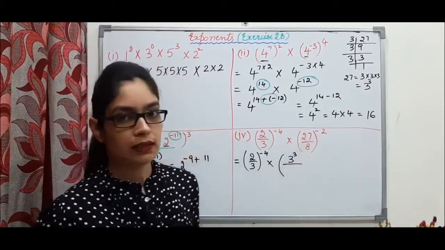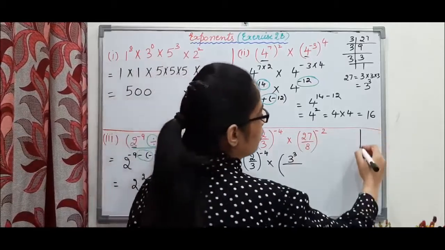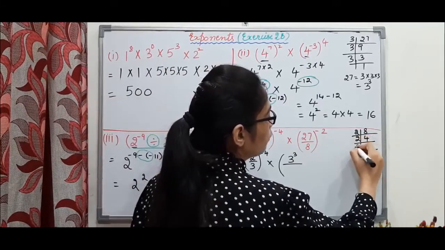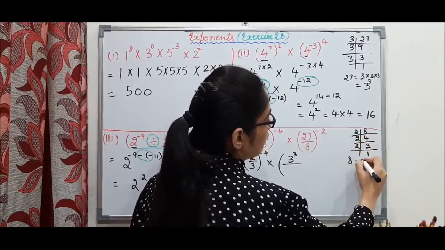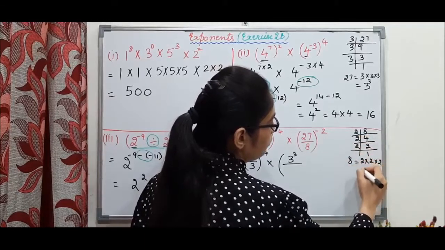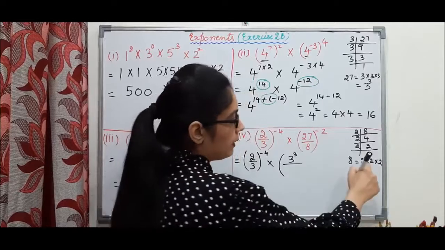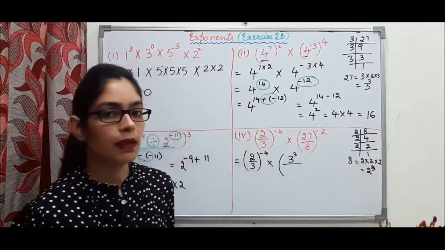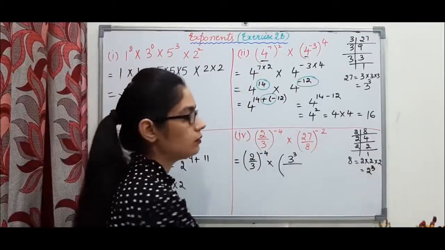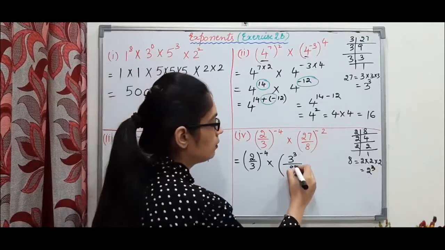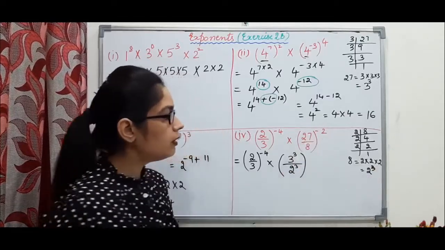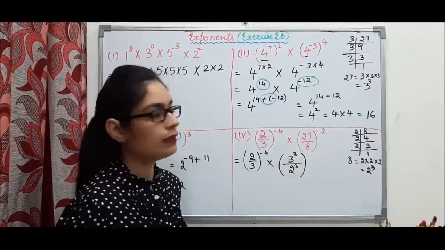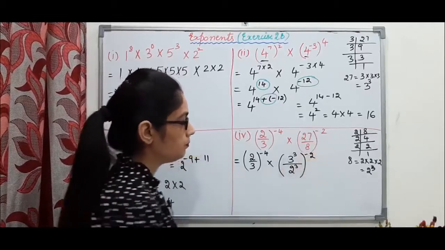Now let's find the exponential form of 8. 8, 2 into 4, 2 into 2 and 2 into 1. So that means 8, it can be written as 2 into 2 into 2. 2 is getting multiplied to itself 3 times. So if I want to write it in exponential form, it will become 2 to the power 3. So in place of 8, write 2 to the power 3. Now we have converted 27 and 8 into their exponential form, 3 to the power 3 and 2 to the power 3, and this whole power minus 2.